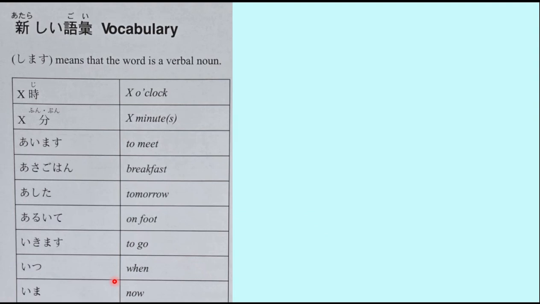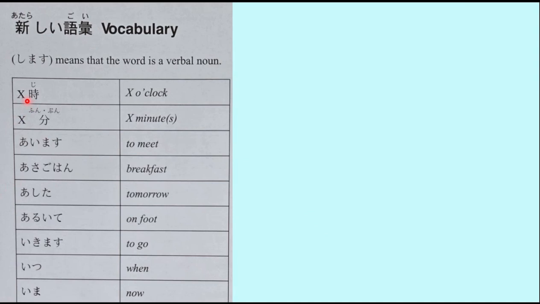So now we have come to the last part of this lesson 4, which is vocabulary. So let's review or recap the vocabulary that we have learned. So what is written? Atarashii goi. Atarashii means new. This is an adjective, atarashii, which means new, and goi means vocabulary or words. Shimasu means that the word is a verbal noun.